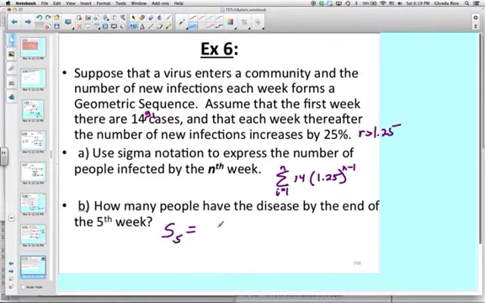S sub 5. 14 is our first term. And you could plug it in, put sigma in there, 5 and 5. We're going to go 1 minus 1.25 to the 5th over 1 minus 1.25. You might remember that I said there was another formula where it switched. It would have r to the n minus 1 over r minus 1 for when r is bigger than 1. But I told you I keep the same, so I only have to memorize one formula. So that's what I'm doing. I'll show you here that it works either way.